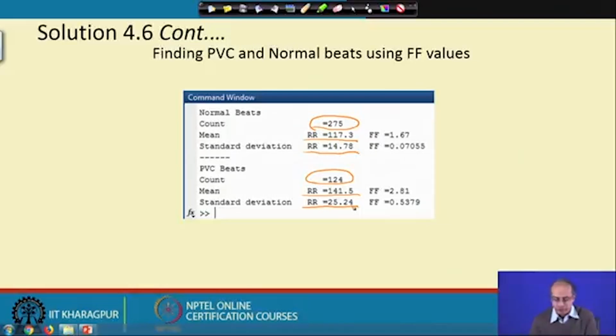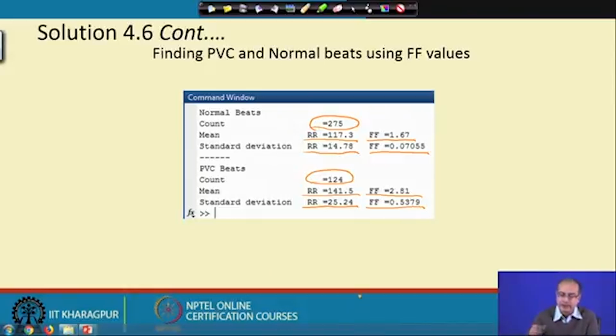Next, we look at the FF value. The FF value for the normal cycle average is 1.67, and the standard deviation is very small, in the second decimal place. But for the PVC, the FF value is much higher, the mean is 2.81. So, the difference is more than 1 in the average value, and though the standard deviation is small, it is in the first decimal place, it is 0.5. So, the form factor for the PVC is much higher, and not only that, the variation is also bigger in this case.